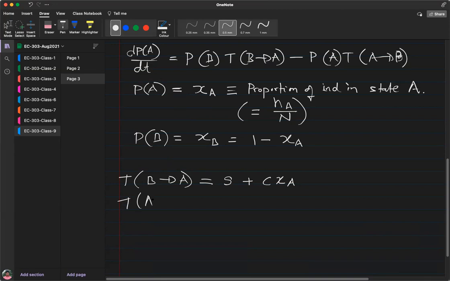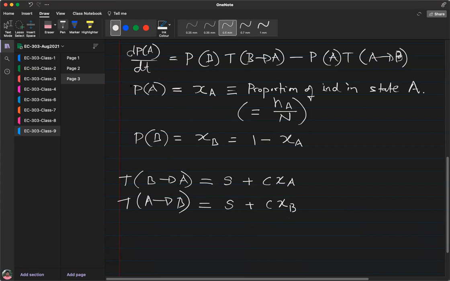Can we write similarly T A to B? Because the entire model is symmetric, the stochastic switching term must be the same, and instead of B you will have A, and instead of A you have B. Now I can write this without even thinking.